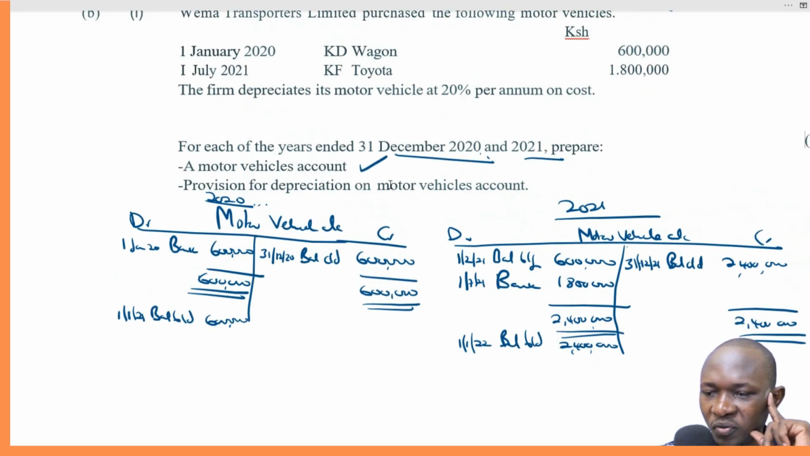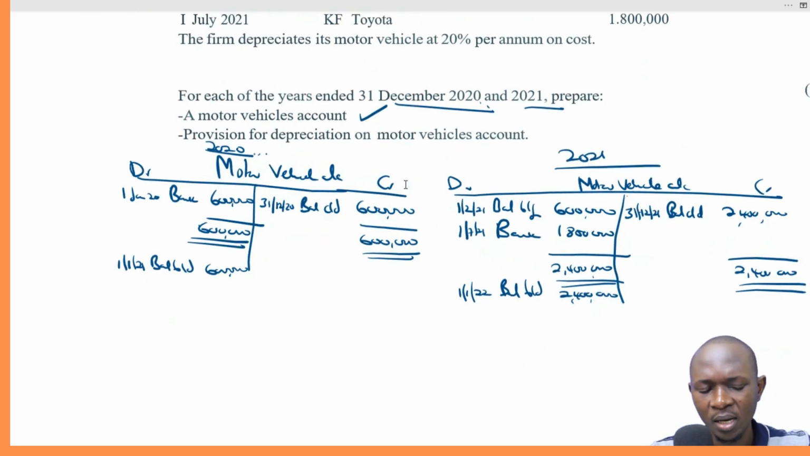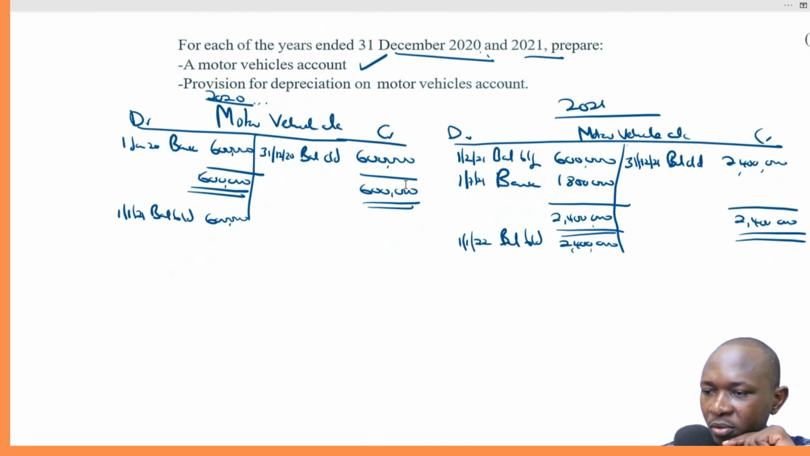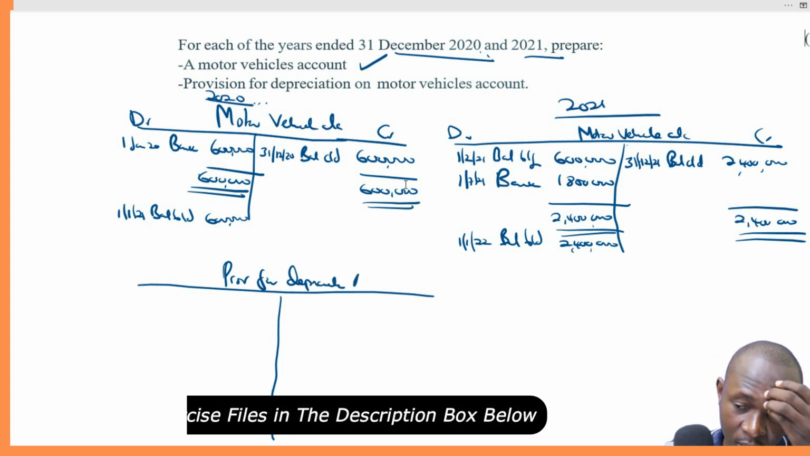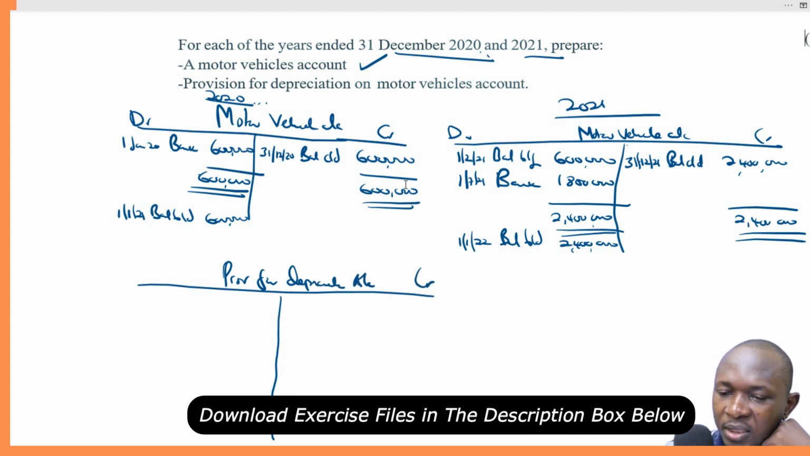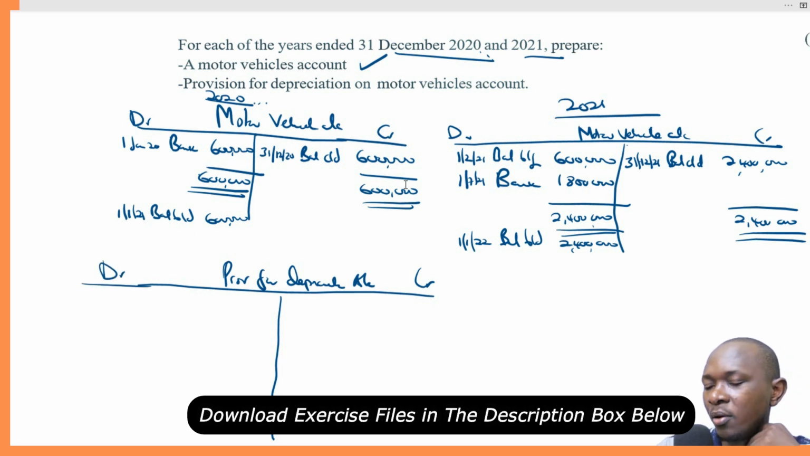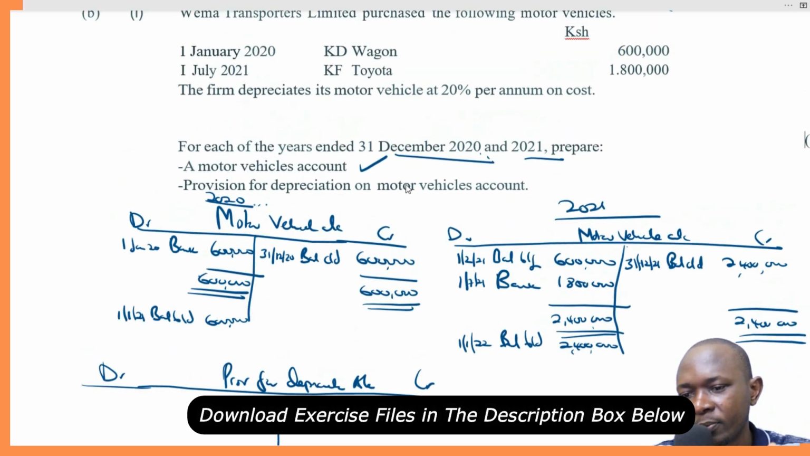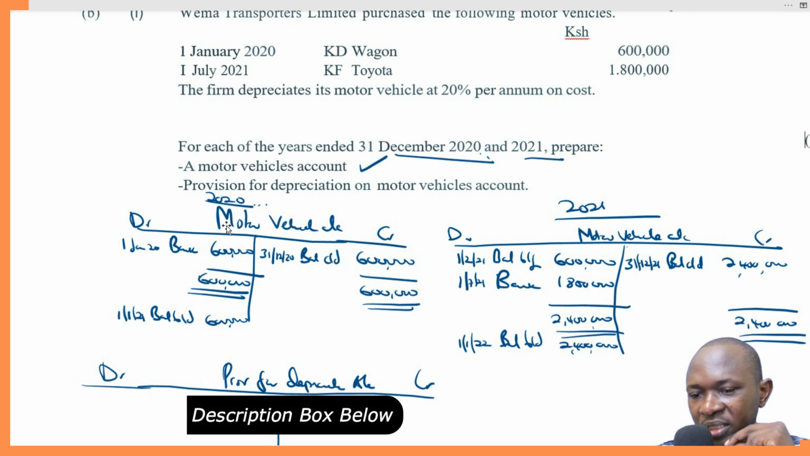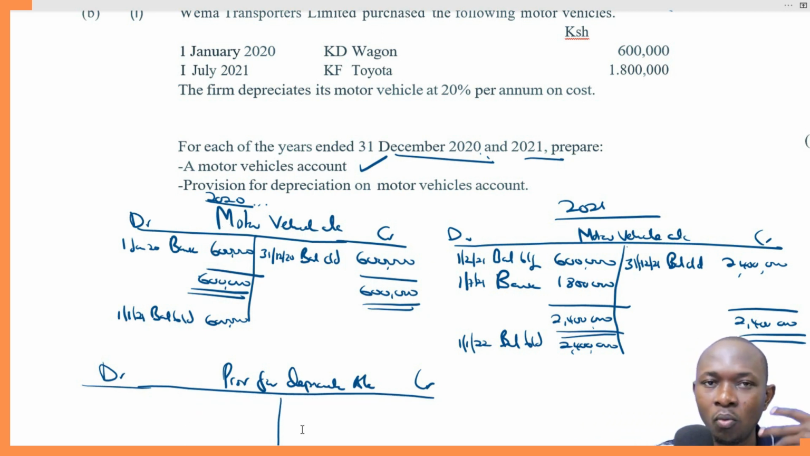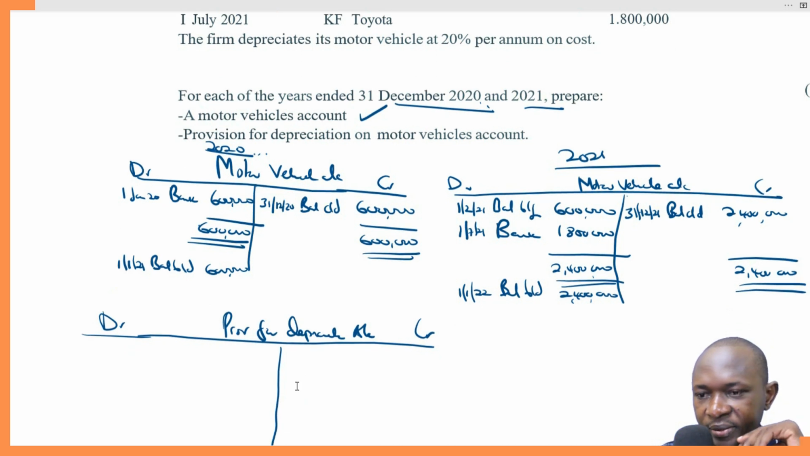So the next question is the provision for depreciation of motor vehicle account. I'll come here and prepare it. Provision for depreciation account, credit, debit, just like we had it. Now it's a reduction in asset. When we reduce an asset, we credit. This is the asset, 600,000, but what has been used up, we will credit it.